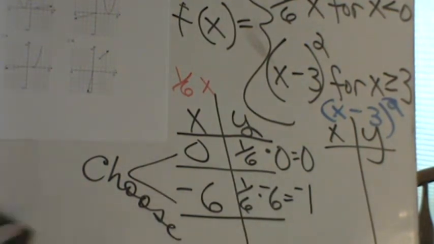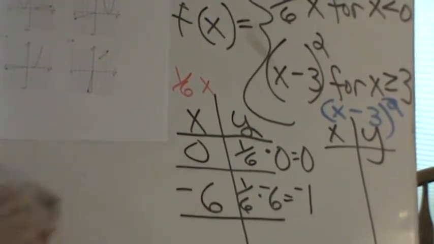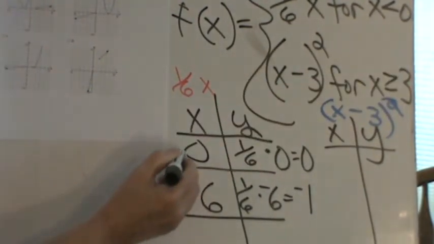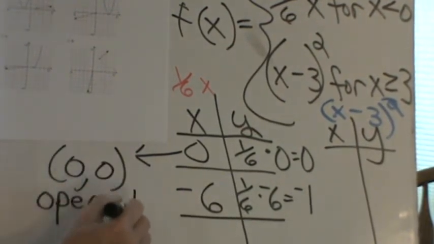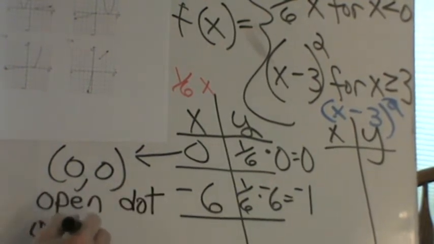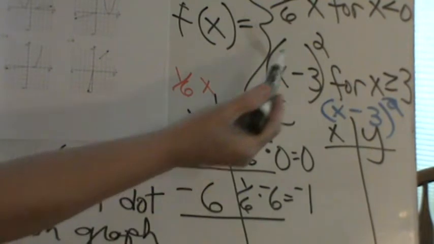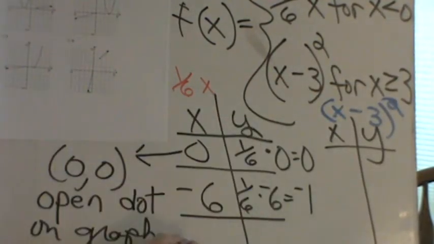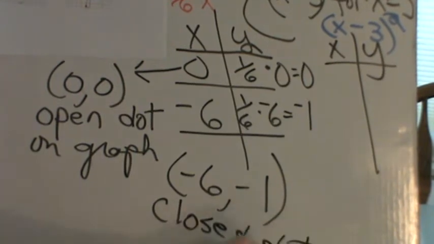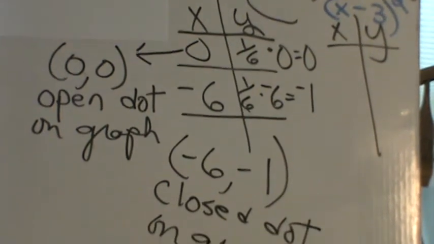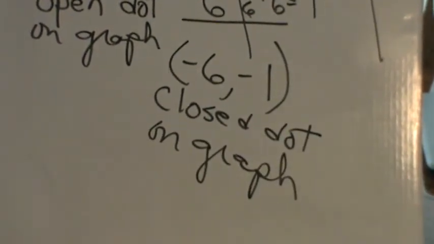Now, here's the important part. Since this said x had to be less than 0, this point 0, 0 is going to be an open dot on the graph. But since it said it could be less than 0, the -6, -1 will be a black dot, or closed dot is the proper terminology. So I advise, since this is multiple choice, just go ahead and see if you can find the right graph just based on these 2 points.